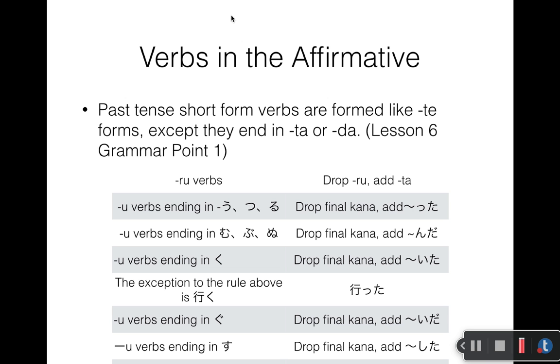For u verbs that end in gu, kind of the same as the ones that end in ku, you just have to remember to carry over the dakuten or the tenten. So something like oyogu, to swim, you drop the gu and you add ida. Oyogu becomes oyoida. And finally, for verbs that end in su, like hanasu, drop the su and add shita. So hanasu becomes hanashita.